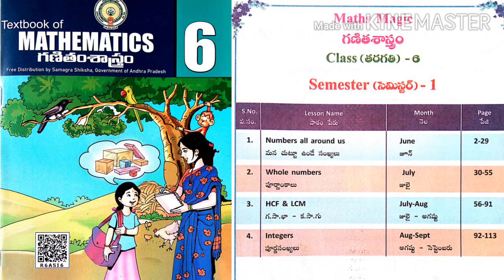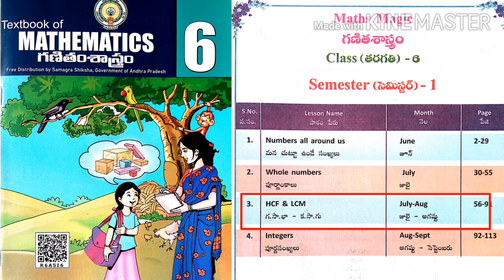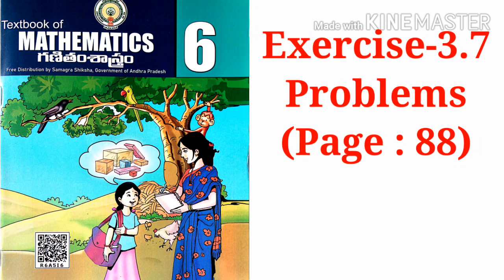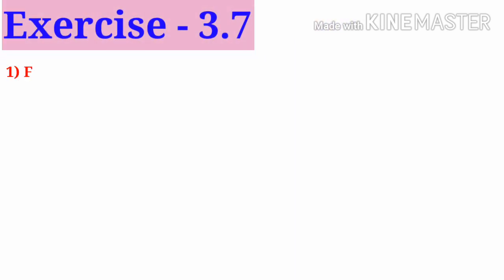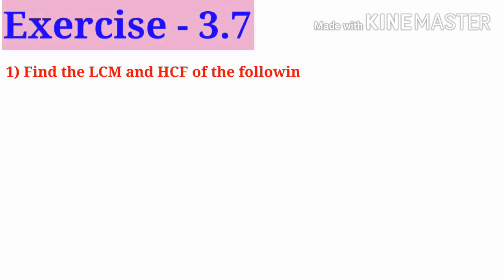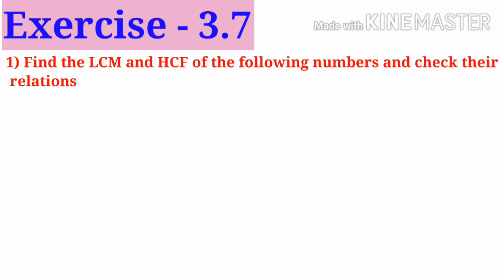Welcome to Shaker Maths. Today we are going to learn 6th class Mathematics Semester 1, 3rd chapter HCF and LCM, exercise 3.7 problems, page number 88. Exercise 3.7, first problem. Find the LCM and HCF of the following numbers and check their relationship.